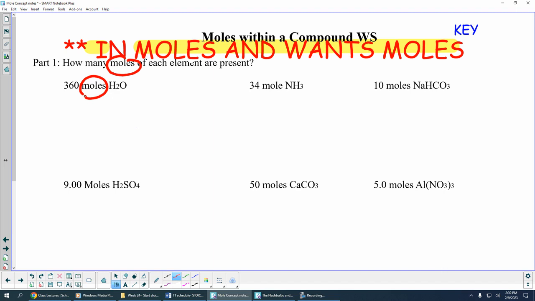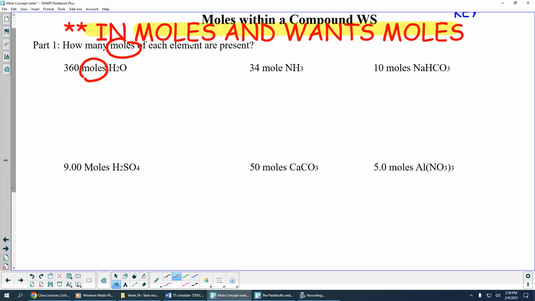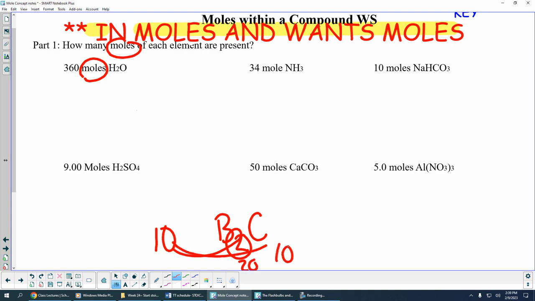If I want moles and I have them in moles. In the lecture, we talked a little bit about this cheese sandwich idea. If I have a cheese sandwich, and in my cheese sandwich I have 2 pieces of bread and 1 piece of cheese, then if I have 10 cheese sandwiches, I actually have 20 pieces of bread and 10 pieces of cheese. What I did was I took my subscript and multiplied it by how many I had.